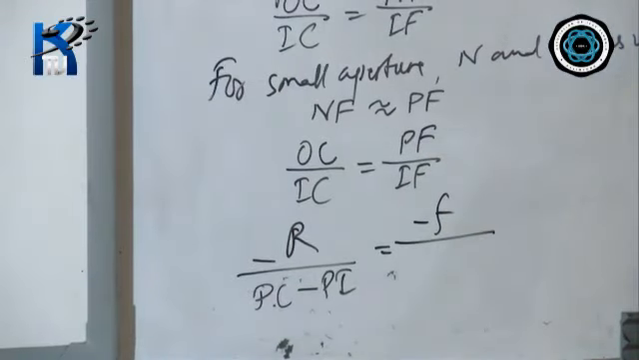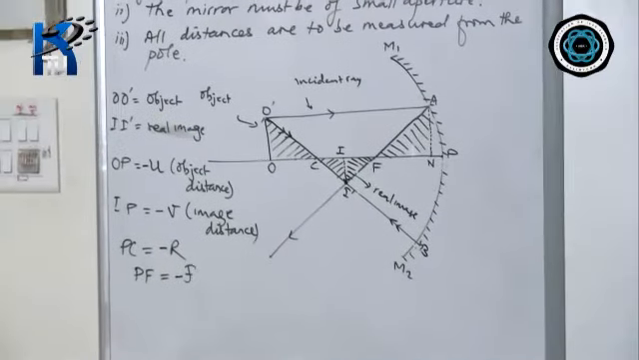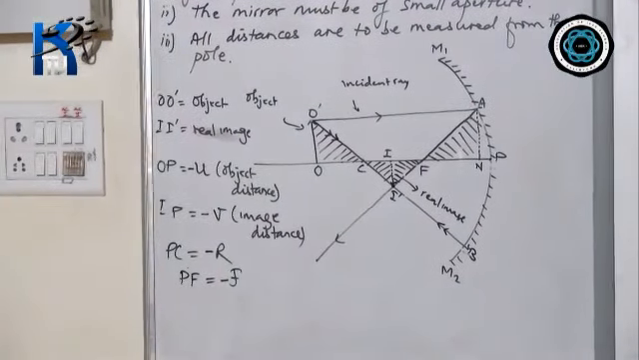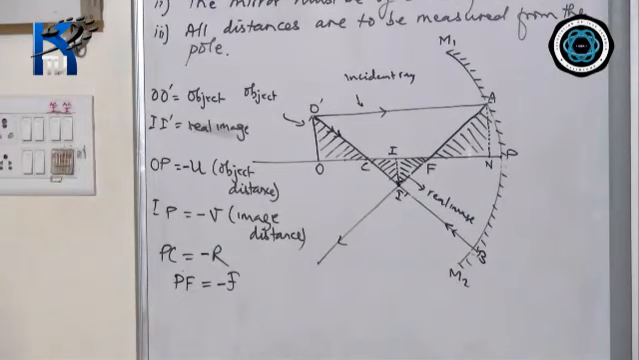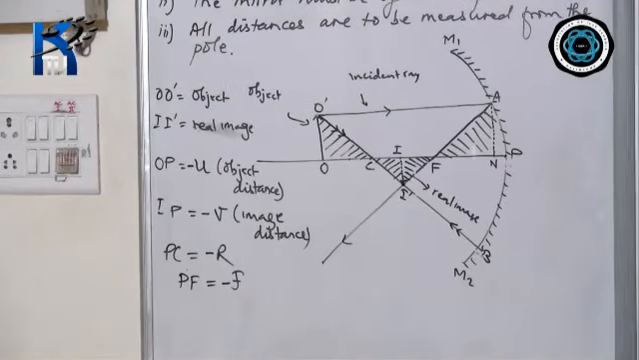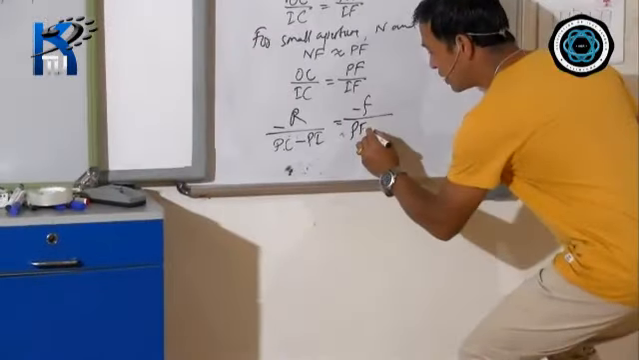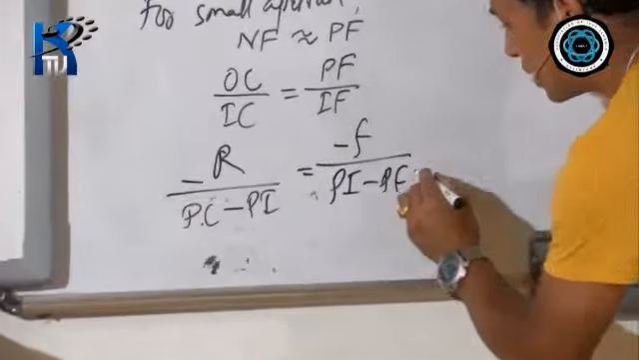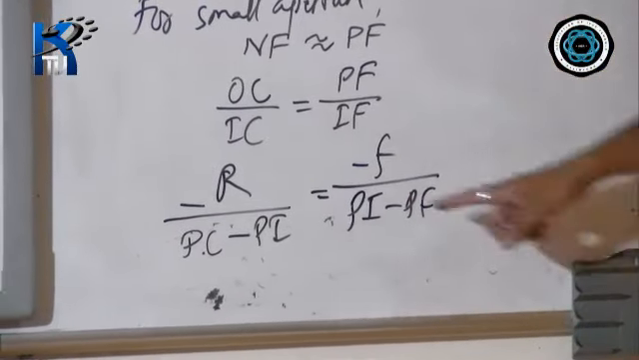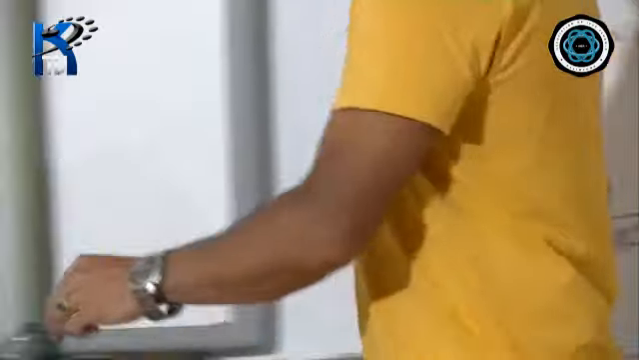Now IF, again in the diagram, is not a known distance, but IF can be written as PI minus PF. So if you look at the diagram, PI minus PF can be written as IF. So I'll continue with this one. PI minus PF is written as IF. Now let me continue with the relation.